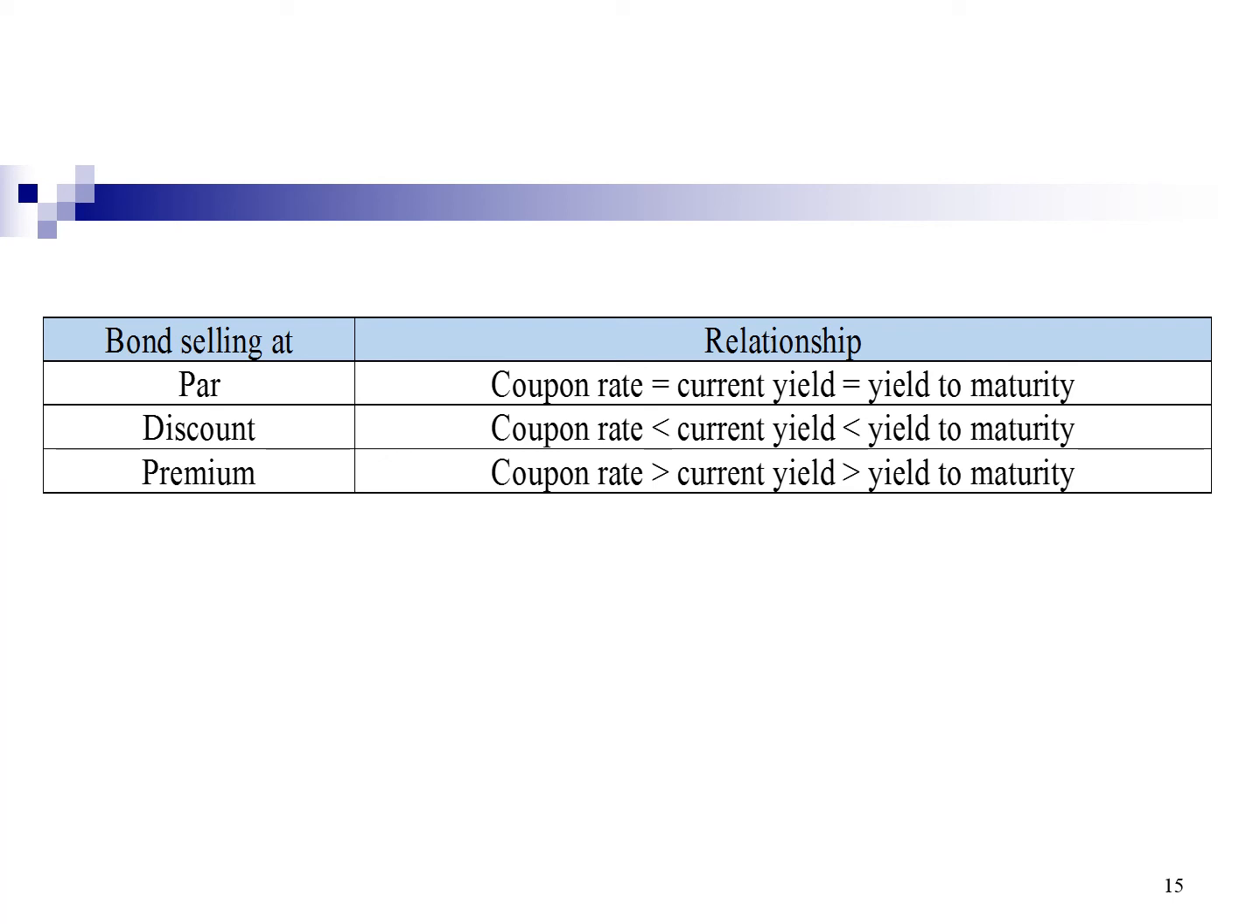From our calculation, did you notice the following relationship? A bond selling at a discount has a low coupon rate, so low that the coupon rate is lower than current yield, and current yield is lower than yield to maturity. On the other hand, a bond selling at a premium has a high coupon rate and therefore deserves a premium in pricing. A bond traded at par has its coupon rate equal to current yield equal to yield to maturity.